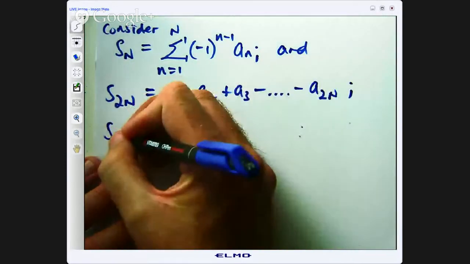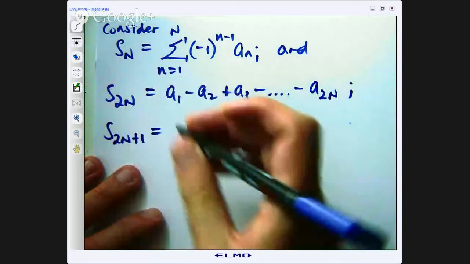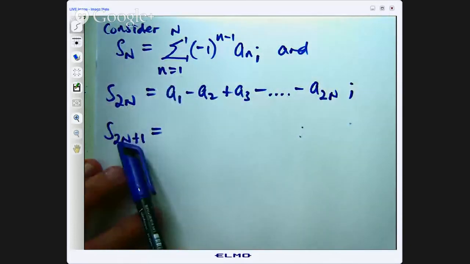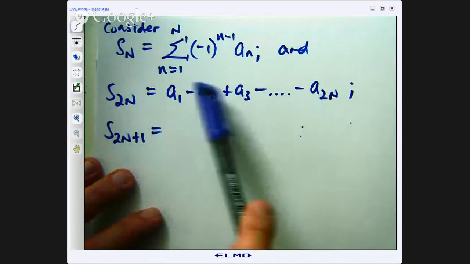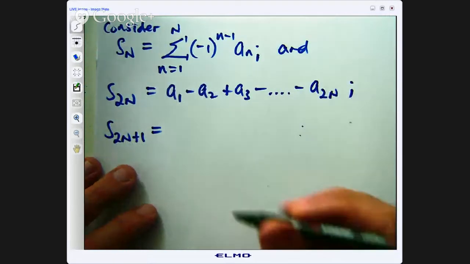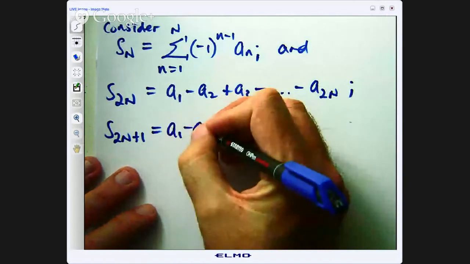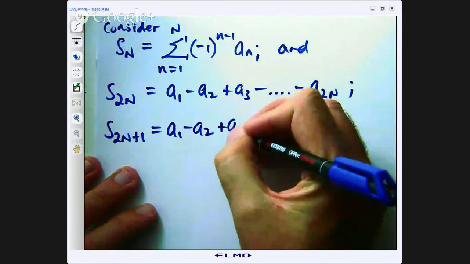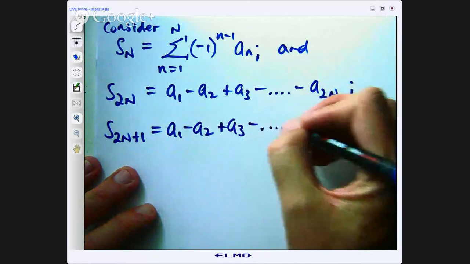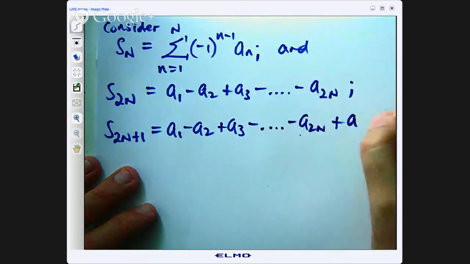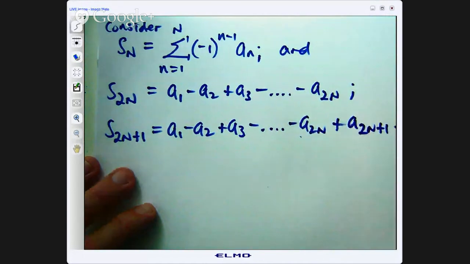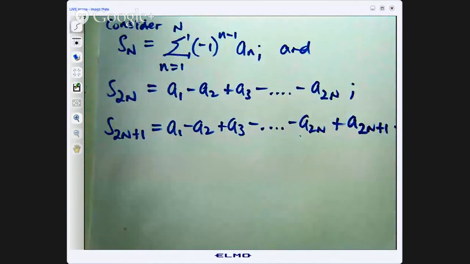And let's replace big N with 2 big N plus 1. So basically, I have an odd number of terms here. You can continue that up, and you get that, and it has a positive sign in the last term. Okay, so these are just sequences of partial sums now.